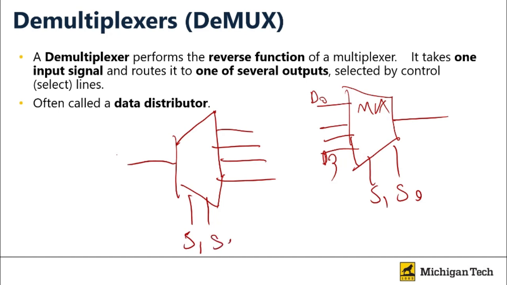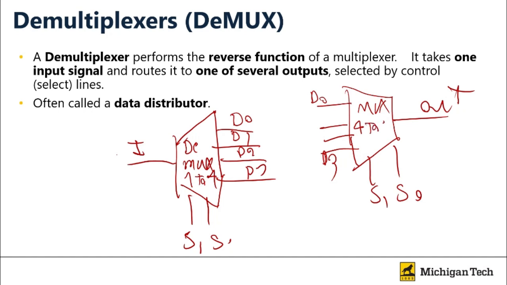Like you reverse it. So you get one input. This was output, this is input I. And the outputs D0, D1, D2, D3. This is Dmux, 1 to 4. This was 4 to 1. Let's see how we can design that. That's also very easy.